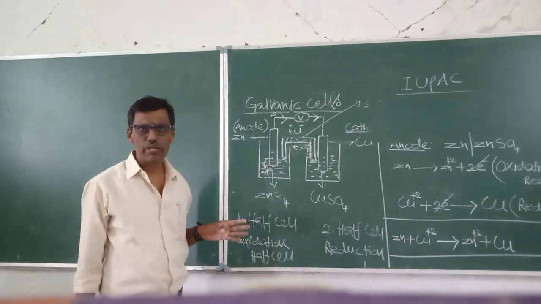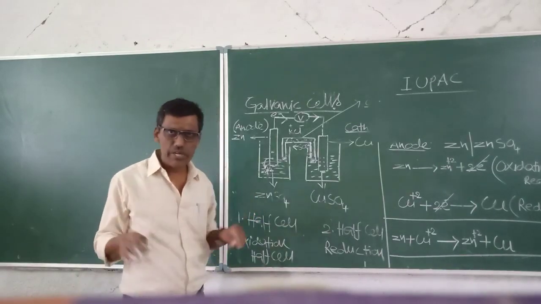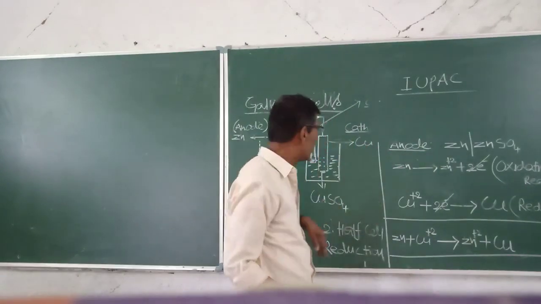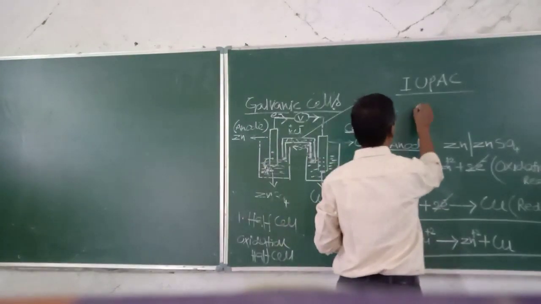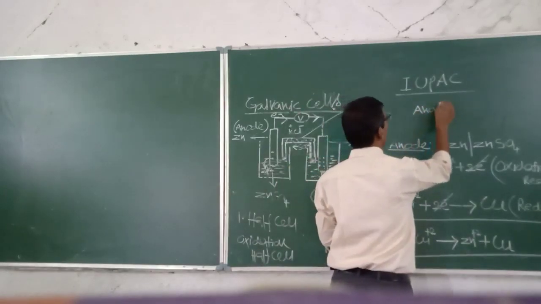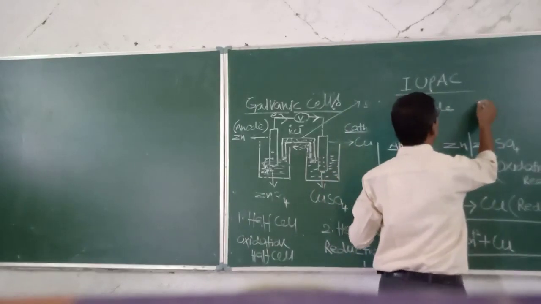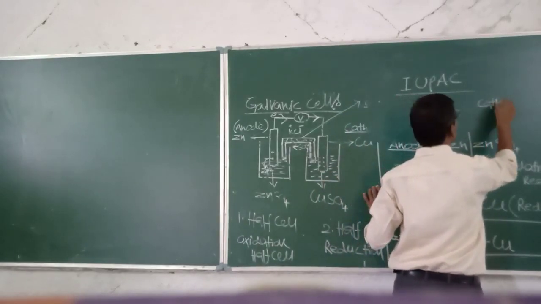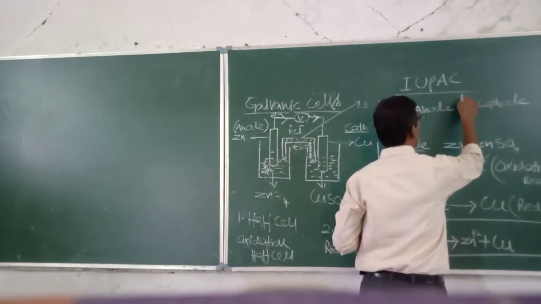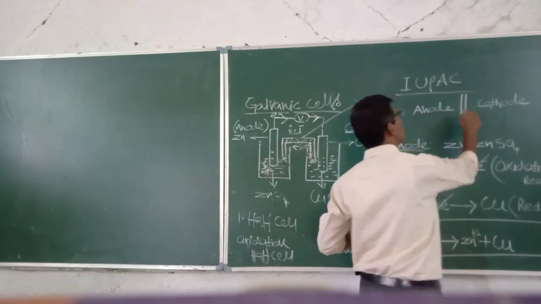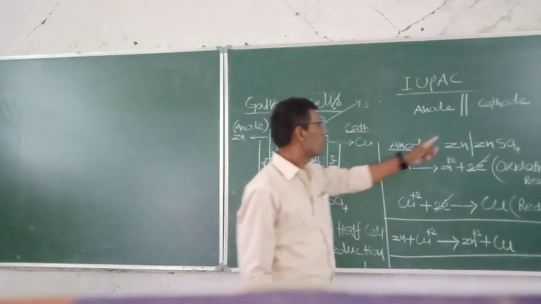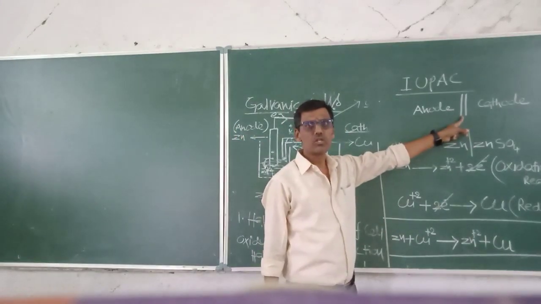Generally, this is how galvanic cells can be represented. There is a tradition that everybody should follow in representing a chemical cell. We write the anode on the left hand side and the cathode on the right hand side, and these two are separated by a salt bridge. This double parallel line indicates the presence of a salt bridge.